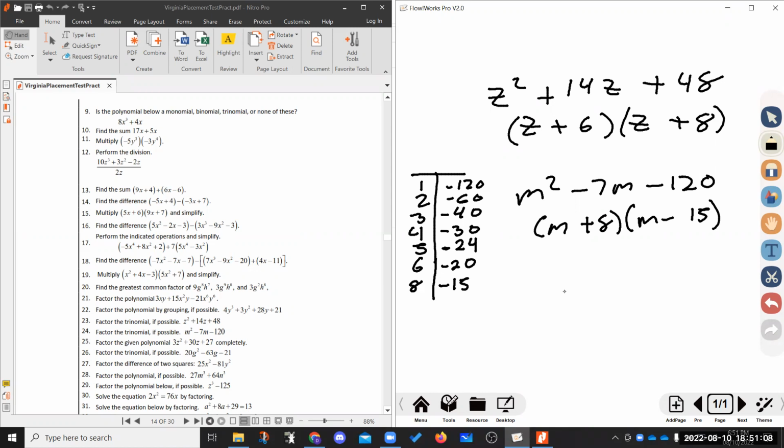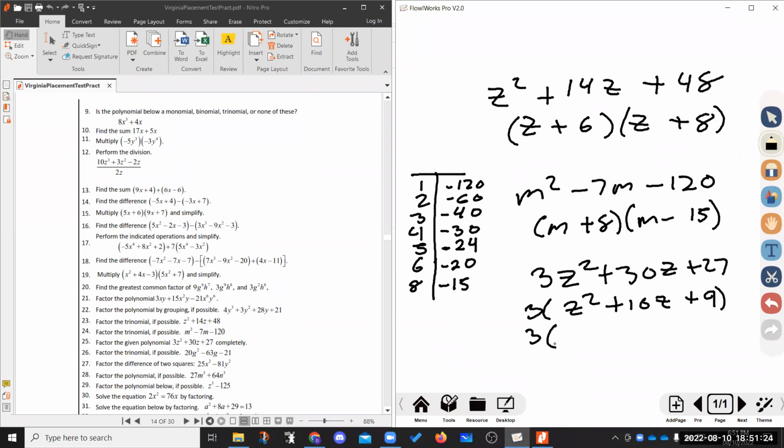All right. Now let's factor 3z squared plus 30z plus 27. First thing I have to do is factor out the greatest common factor. Now I need factors of 9 that add to give me 10. Like that, and I'm done.